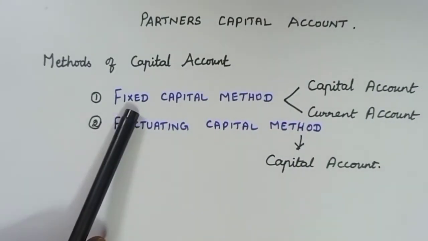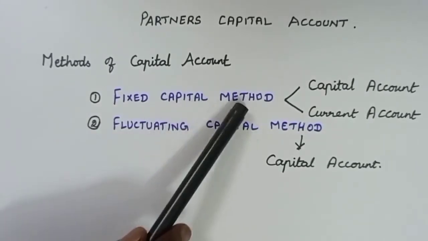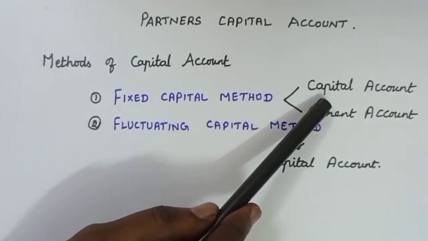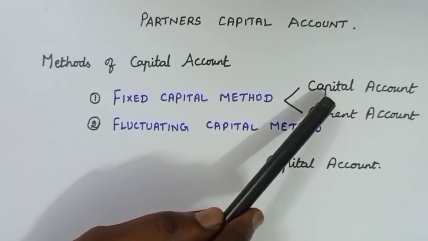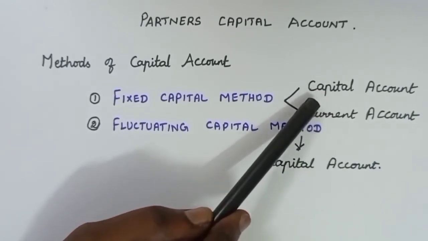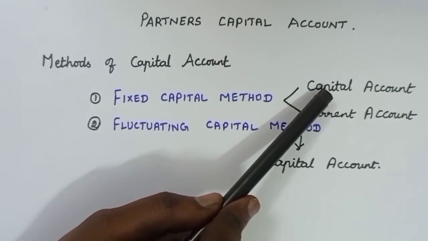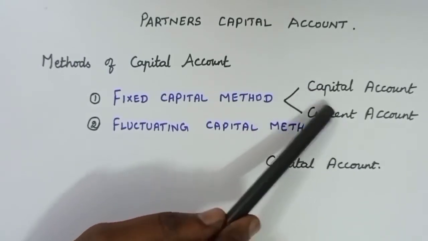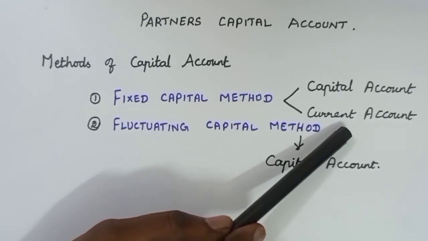Let me explain fixed capital method. Under fixed capital method, in the capital account, the capital of the partner remains unchanged. The capital is fixed unless any additional capital is introduced by the partner or any permanent withdrawal of capital is made by the partner. The other transactions are recorded in the current account of the partners.